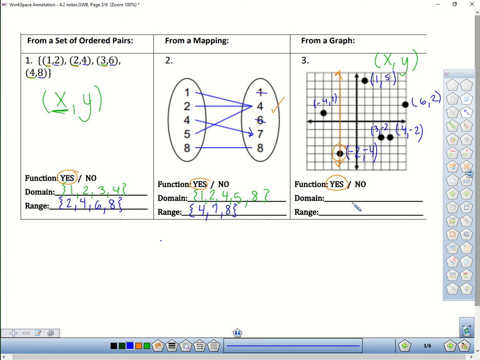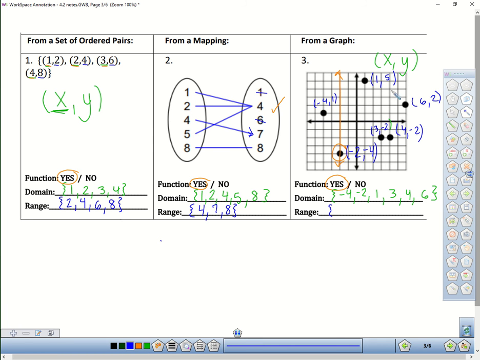So now that we've identified all of the coordinates of all of the points, we can identify our domain and our range, okay? So the domain is going to be all of the x values. So we're going to put them in order. It looks like my smallest x value here is -4. What's my next smallest x value? -2, right? And the next one is 1, then 3, 4, and 6. And that's it.